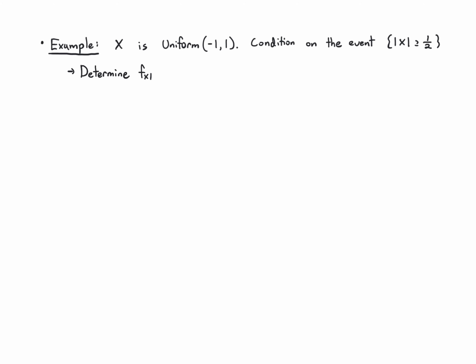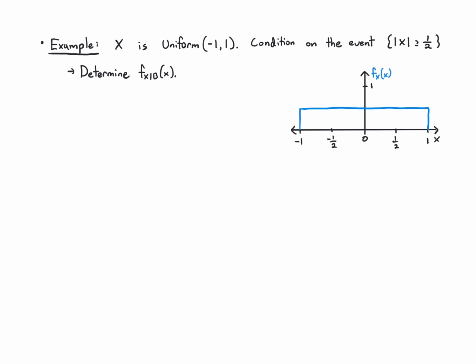Let's do another example. Let's say X is uniform between -1 and 1, and I'm going to condition on the event that the absolute value of X is greater than or equal to 1/2. And I want to know the conditional PDF. Here's the original PDF. It's just this box between -1 and 1. The height is going to be 1/2 because I need the total area to be 1. The width is 2, so the height has to be 1/2, so its area is 1.